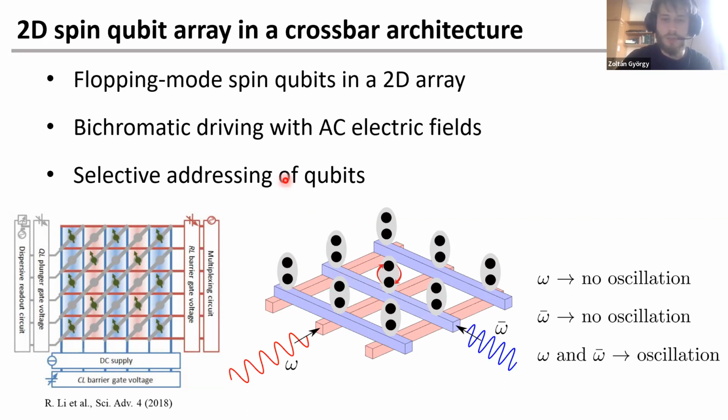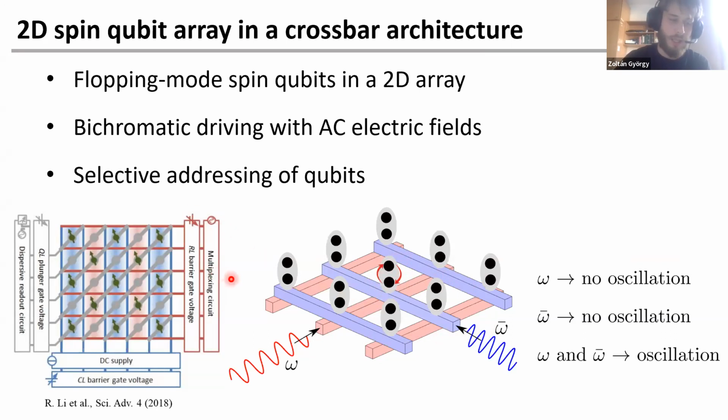And what we do here is that we use bichromatic driving. So we use 2 different AC electric fields with omega and omega bar frequencies. And these 2 frequencies are in the same order of magnitude. These are the plunger gates that are required for the addressing of qubits. And the important statement here is that this oscillation, this addressing of qubits, is possible only if the sum of these 2 frequencies is equal to the splitting frequency of the qubit. And it makes possible selective addressing of qubits because the addressing requires the presence of both electric fields. So either one of the 2 fields only is not enough. So in this concrete example, only this qubit at the center will be addressed because this is the only one that feels both electric fields.